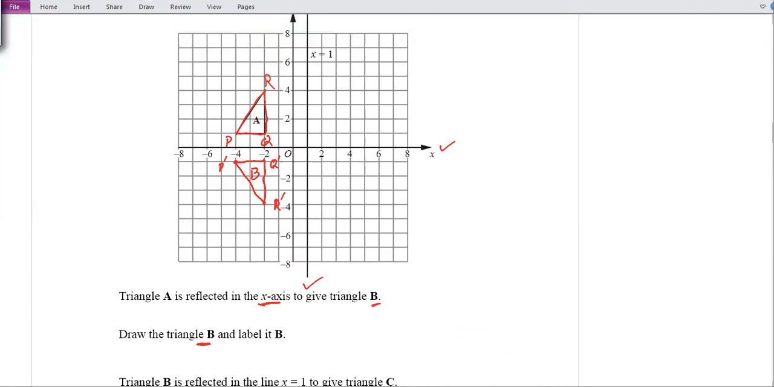So what will this become? For example, from Q, how many steps is Q from this line? This is your mirror line now. So 1, 2, 3 steps on the other side, 3 steps. 1, 2, 3. This is Q double dash.